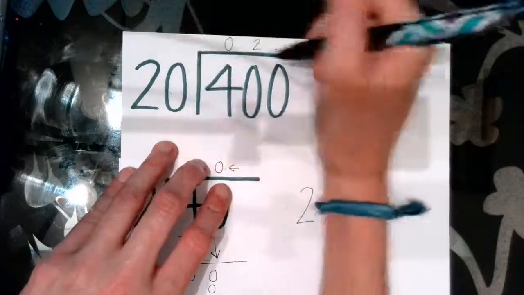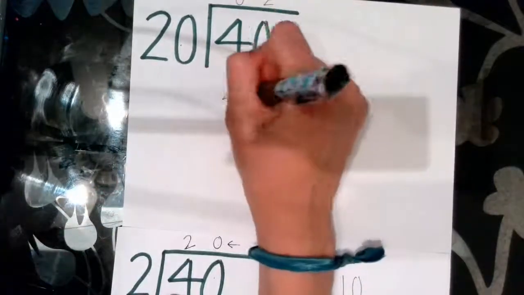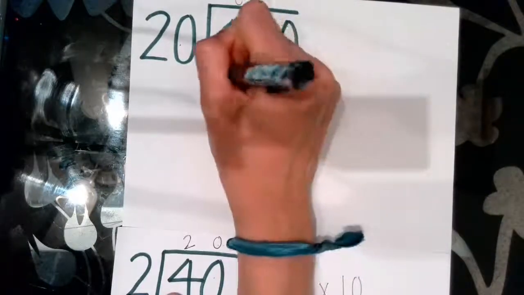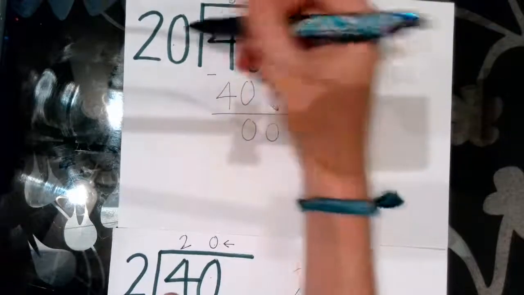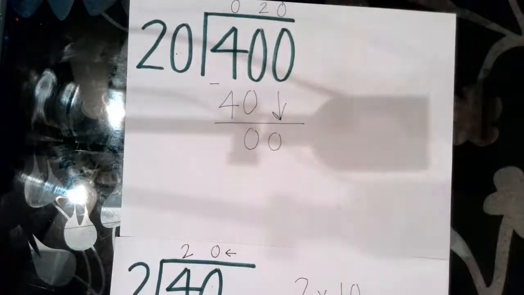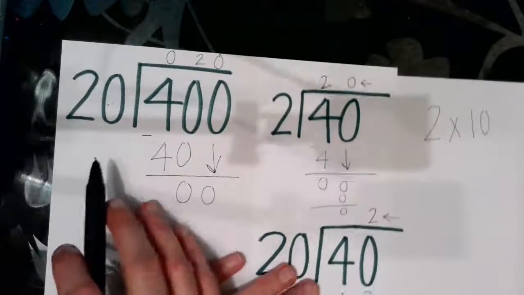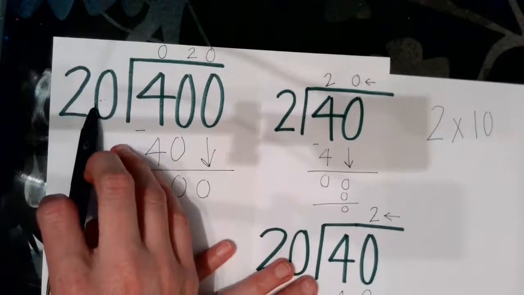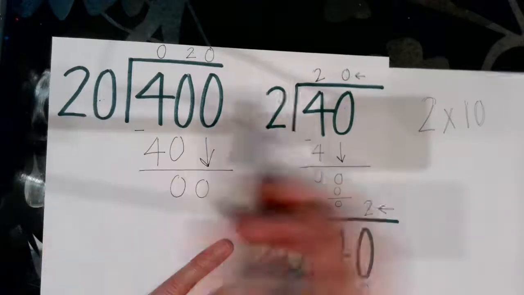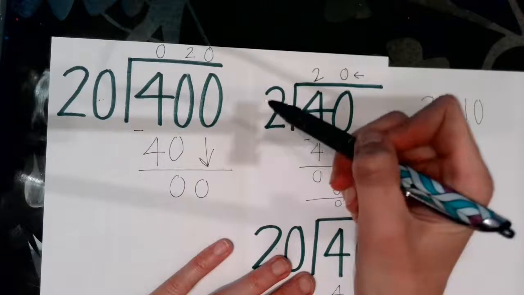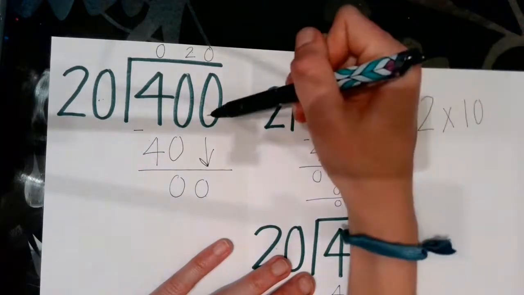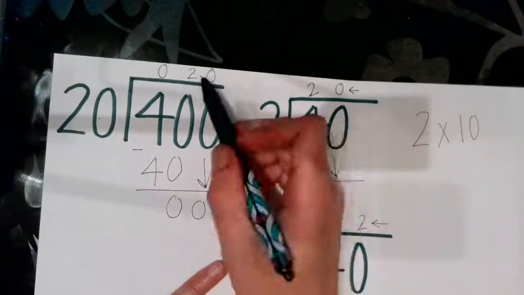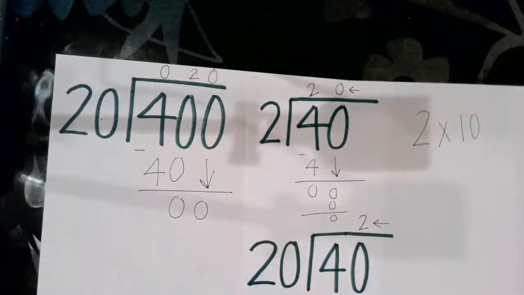And 2 times 20 is 40. So I'm going to subtract those, bring down my 0, and 20 goes into 0 0 times. So I ended up with the same answer. Whenever I multiplied my divisor, the number I was dividing by, by 10, I also had to multiply my dividend by 10 to make sure that my quotient or answer was the same.